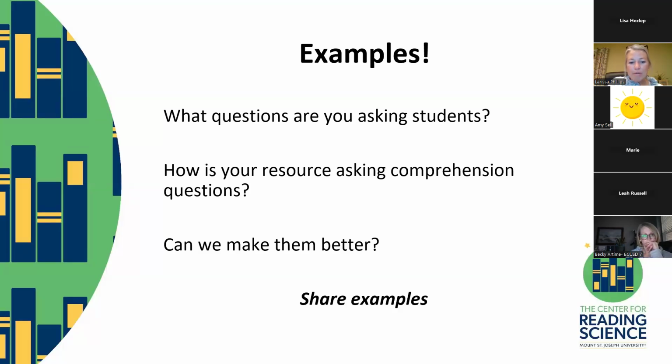So some of you might have seen my message today, and if you didn't, that's totally fine. But I would love some conversation tonight around what questions you are asking students. Maybe you brought your resource with you, or you know some of the questions you asked today in your classroom. How is your resource asking comprehension questions? And then, are there ways we can make them better? Did anyone bring a curricular resource that has some examples of questions that are asked?